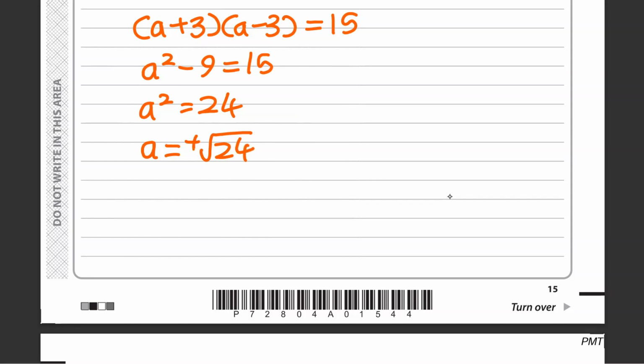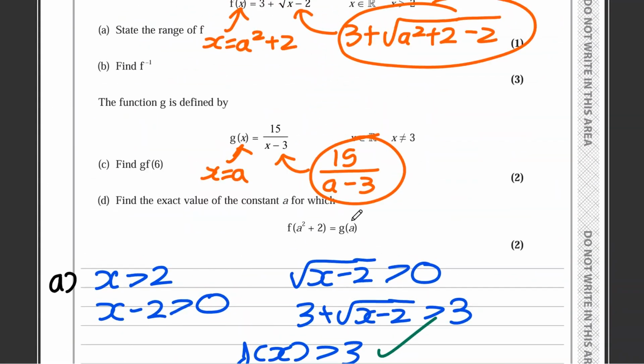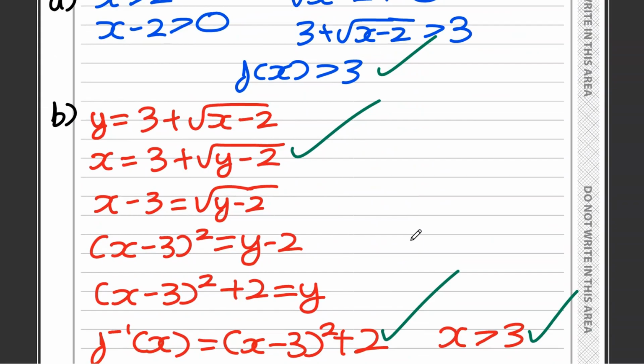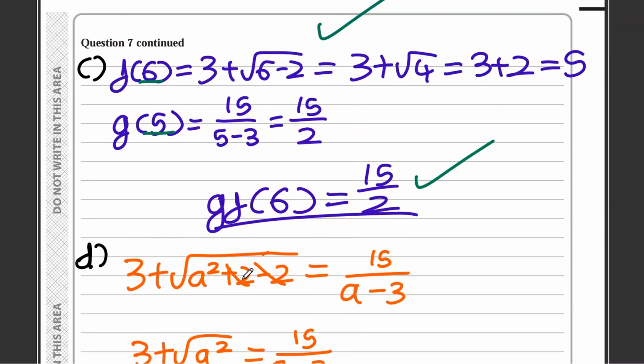We do need to worry about the plus or minus square root. However, you find out that if you try and use the negative square root, so the minus root 24, this equation here doesn't work. So therefore, this isn't a valid answer. So a is equal to the positive root 24. If you simplify this, root 24 is equal to 2 root 6. So this here is the answer.